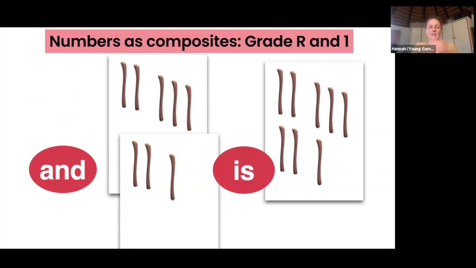Another thing that is happening here is kids are using spatial composition. They're changing the structure of the cards that are next to each other, putting them under each other, and then they can go look for the one card that replaces those 2 cards, which is the 8. So that's how it starts off in grade R.